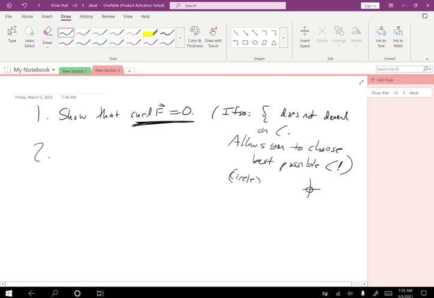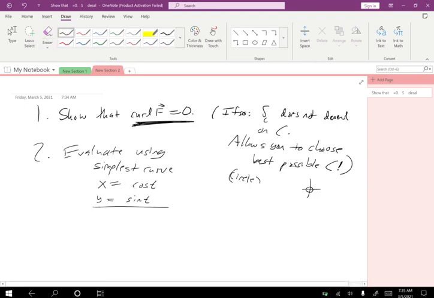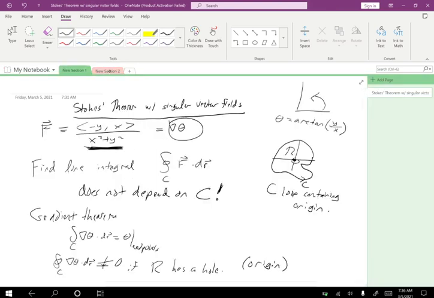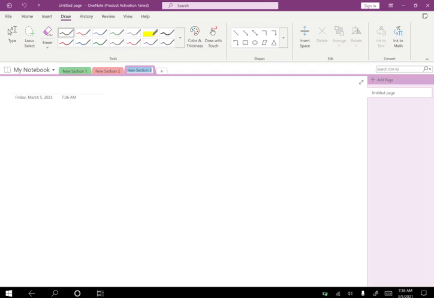The second step after that is just to evaluate the integral using the simple curve, and it'll be something like x equals r cosine t, y equals r sine t. And actually, why not just choose r equals 1? Then if you just do the integral with this curve, it'll be pretty easy to crunch out. But I think the hardest step is really to show that the curl of f is 0, in other words, that it's a gradient away from the origin. So let's go through that calculation real quick.